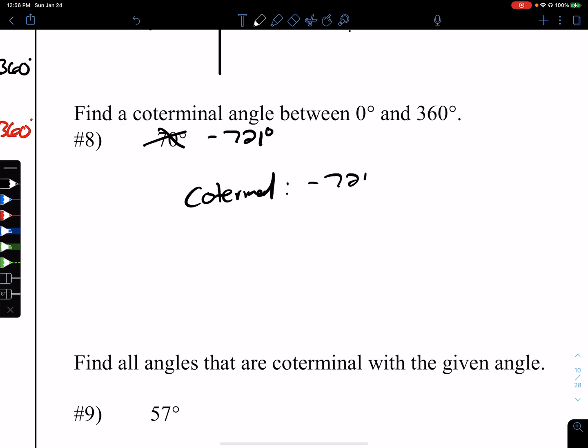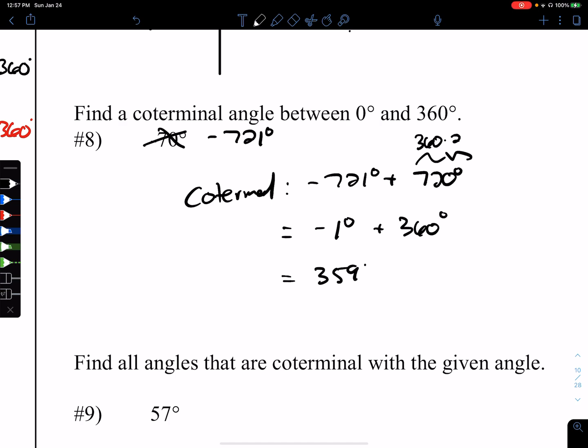Well, if I take negative 721 and I add to it a complete revolution, that is not going to give me an angle between 0 and 360. If I add 2 revolutions to this, it still won't as well. So, just for illustrative purposes, I'm going to add 720 degrees. That is 360 times 2. That would give me negative 1 degree. Still not between 0 and 360. I'm going to add another revolution to that, and that's going to give me 359 degrees. Negative 721 degrees is coterminal with 359 degrees, which is between 0 and 360.